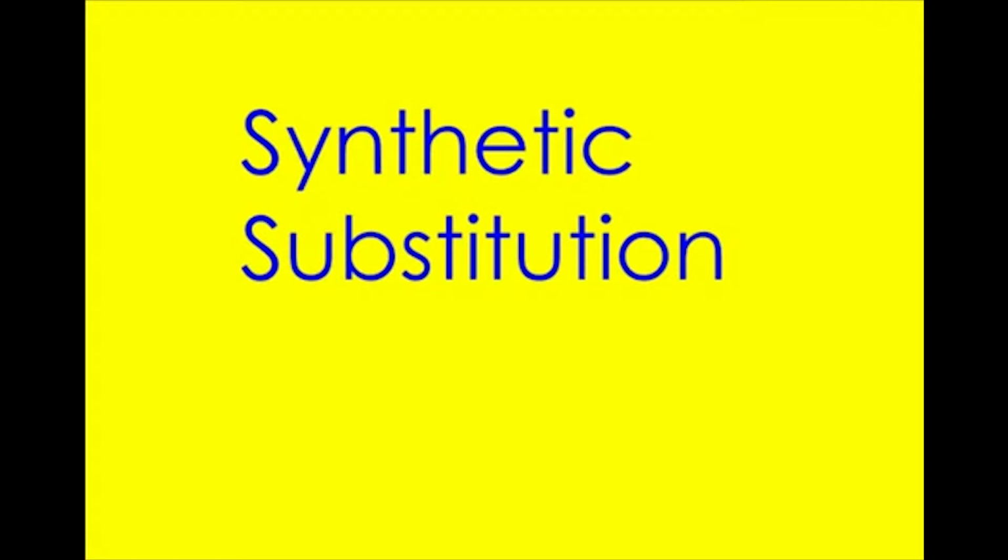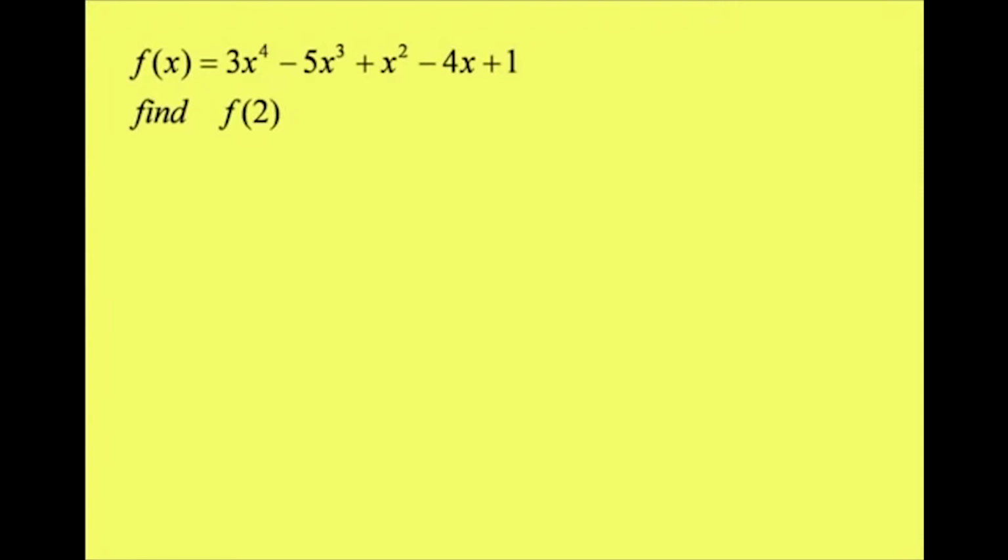What we're looking at in today's lesson is a process called synthetic substitution. It's going to be a way to evaluate a function at a given point. So first, we want to take a look at just evaluating a function. We have the function f of x equals 3x to the fourth minus 5x cubed plus x squared minus 4x plus 1. And the instructions say find f of 2.